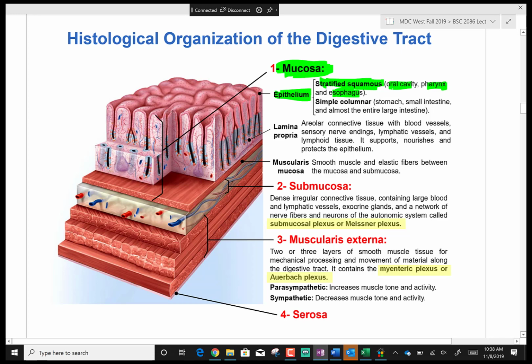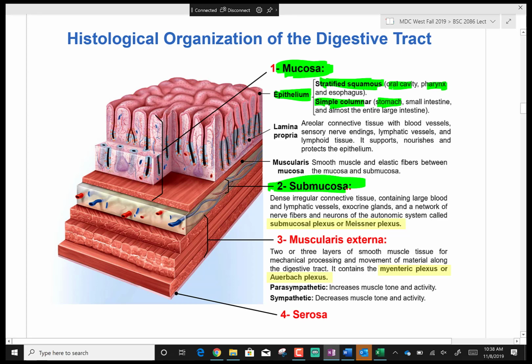The simple columnar starts where? Stomach. So it's really simple, right? You have the stratified squamous epithelium from your mouth all the way to your esophagus. At the level of the stomach, you start with a new one, which is what? Simple columnar. Now, there's the next layer, and that layer is known as the submucosa.